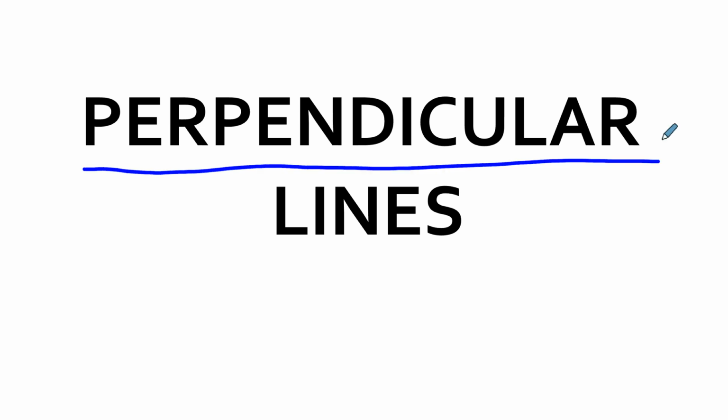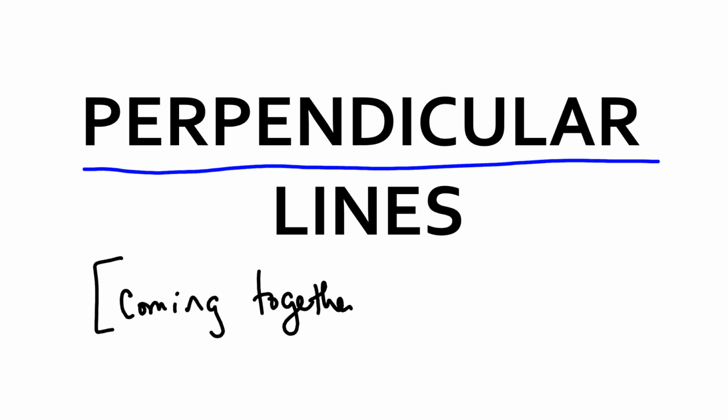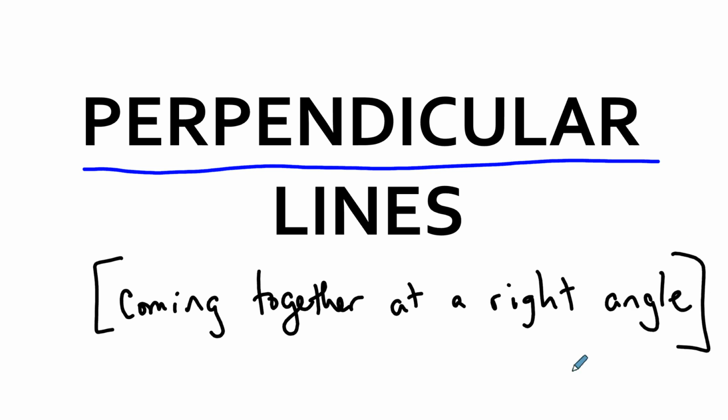Okay, welcome back. Let's put a big word into our vocabulary. Let's talk about what we mean by perpendicular. What does it mean for two lines to be perpendicular? Well, we mean that they come together at a right angle. And you'll remember that a right angle is a 90-degree angle.